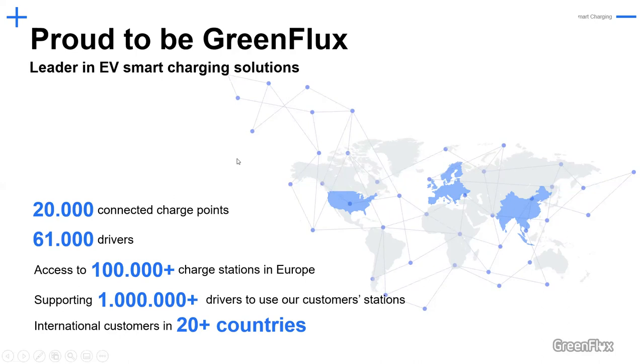And currently 61,000 drivers are making use of our technology. And through a roaming agreement, these drivers have access to over 100,000 charging stations. And there are over 1 million EV drivers that can use our customers' charging stations. So we're going somewhere at the moment.